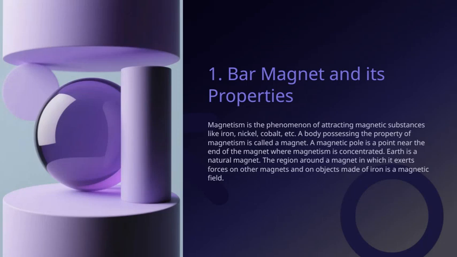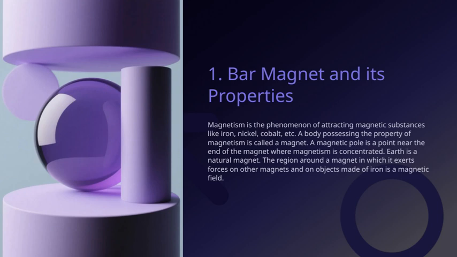Magnetism is a fascinating phenomenon where certain substances, like iron, nickel, and cobalt, are attracted to each other. When a body has this property of attracting these materials, we call it a magnet. Now, a magnet has specific points called magnetic poles, which are typically located near the ends of the magnet where the magnetic force is most concentrated.